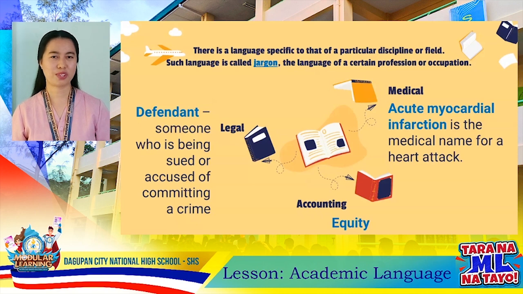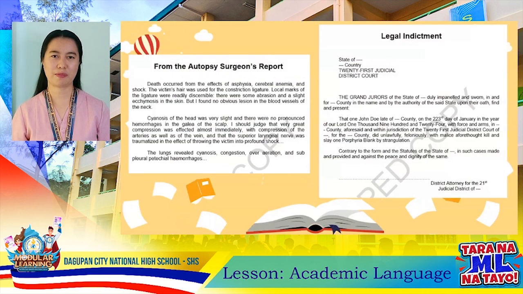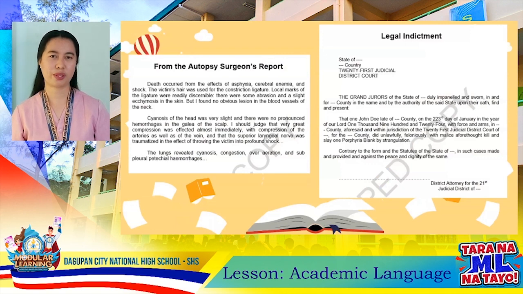Here are examples of academic texts in specific discipline. This one from the autopsy surgeon's report is an example of medical text. Notice that it has a lot of medical terms like asphyxia and cyanosis. The other one is an example of legal text. Likewise, it uses legal jargons. Be reminded that format and standards of academic text varies from each discipline or field.